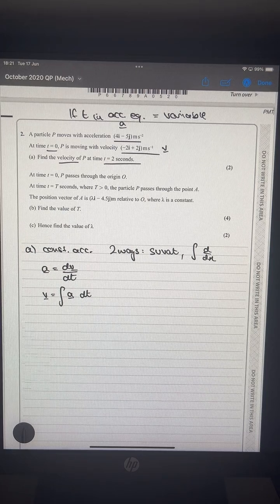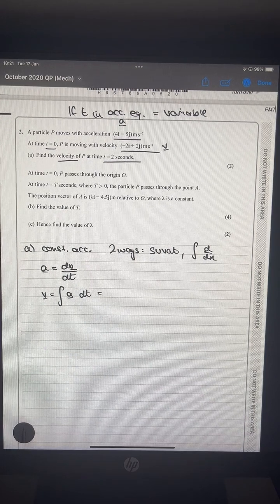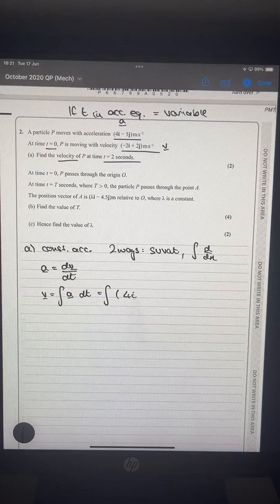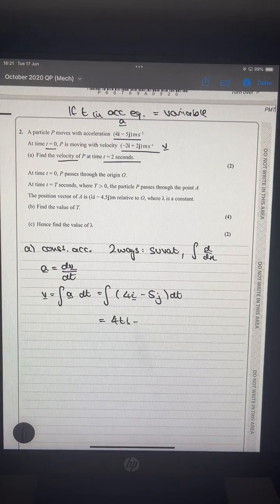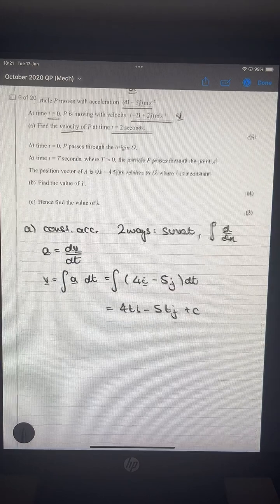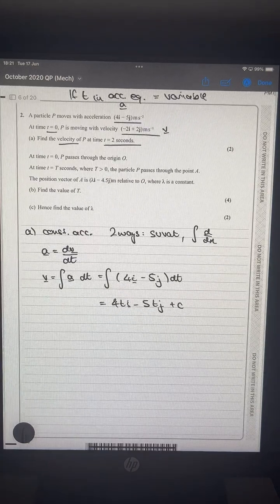All right. So I'm just integrating 4i minus 5j with respect to time. If I increase the powers of t by 1 and divide by the new power, I just get 4ti minus 5tj plus c. Now you're seeing t's here, right? But you're going to see why it is not variable when we find what our constant is.